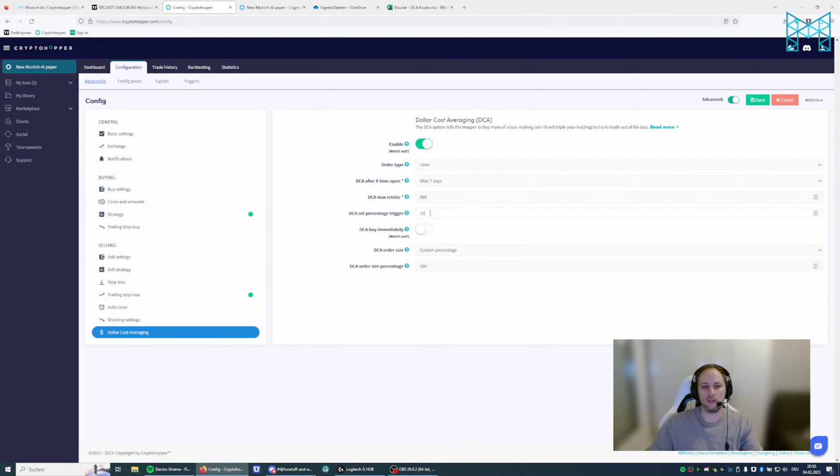And in my strategy, what I'm using now, it's with 25%. So that means when your position is falling down under a minus percentage, then DCA will activate. Then we wait for a buy signal, and then it's buying the position again. Important is that first, after 7 days, the position needs to be open for at least 7 days, and before that DCA is not activated. So this is basically the functions for our hopper we use.